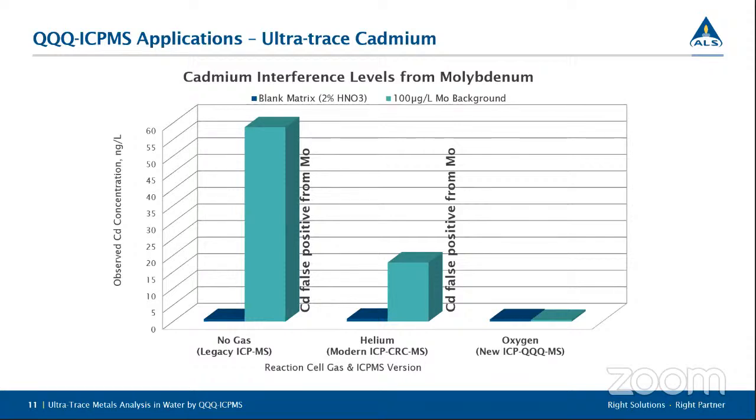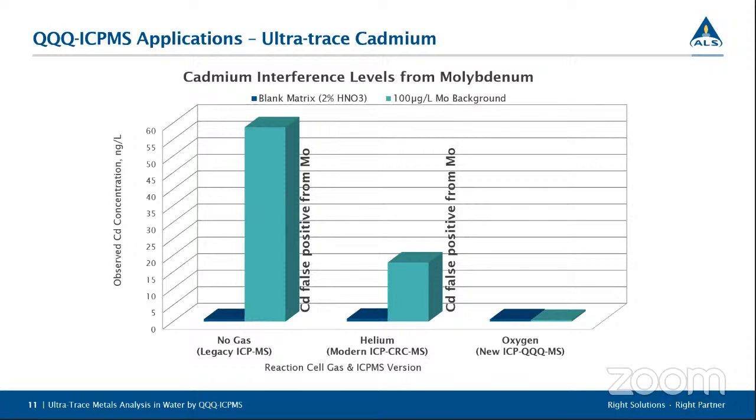This is the most common acquisition method used today. The use of a collision gas prevents most of the polyatomic molybdenum oxide from exiting the collision cell and reaching the detector. The false positive signal using helium gas is about 3 times lower than the signal without helium, but it's still above most detection limits for cadmium in water. So here it's about 15 nanograms per liter.